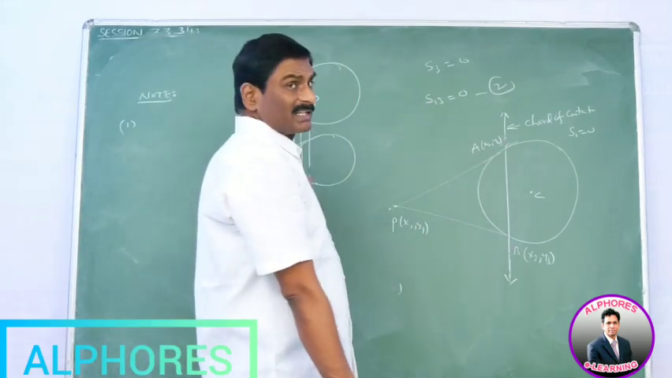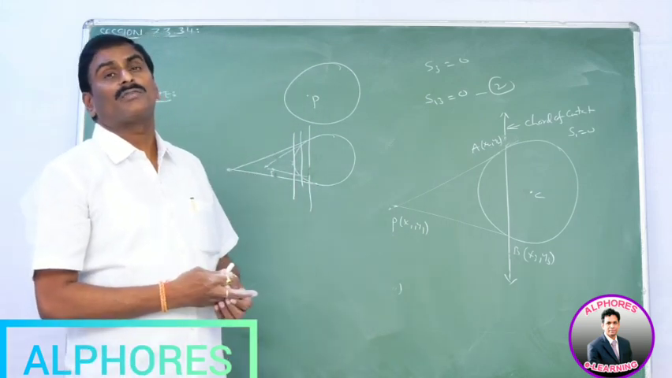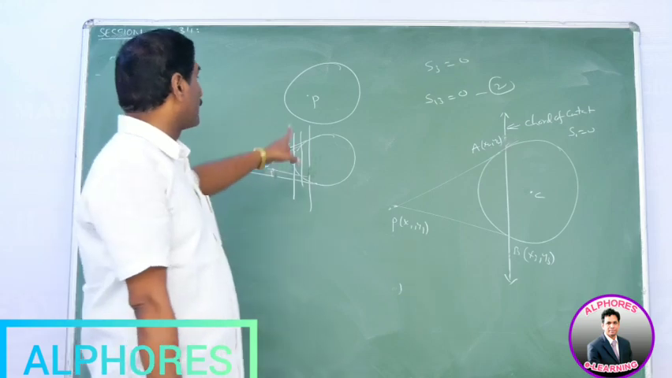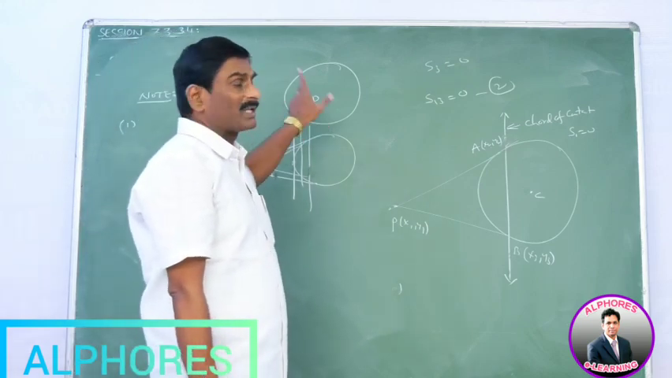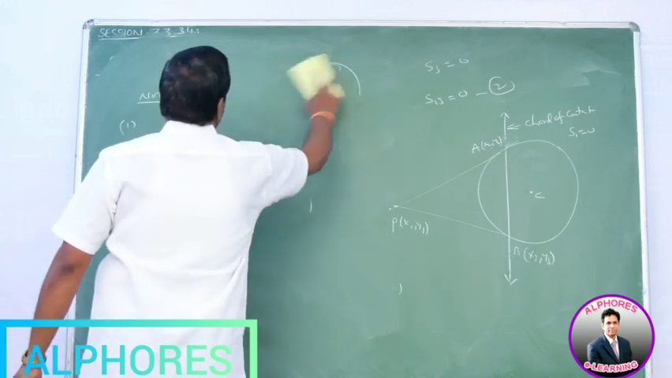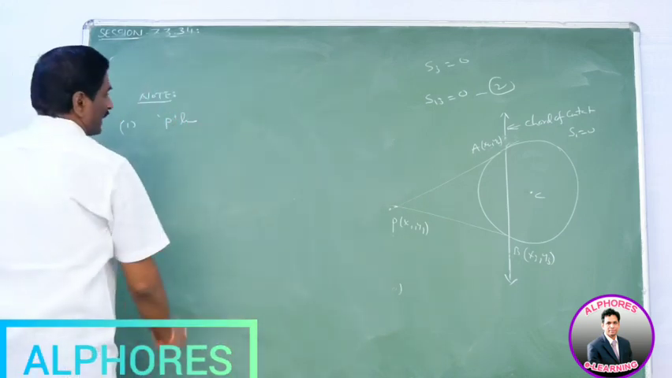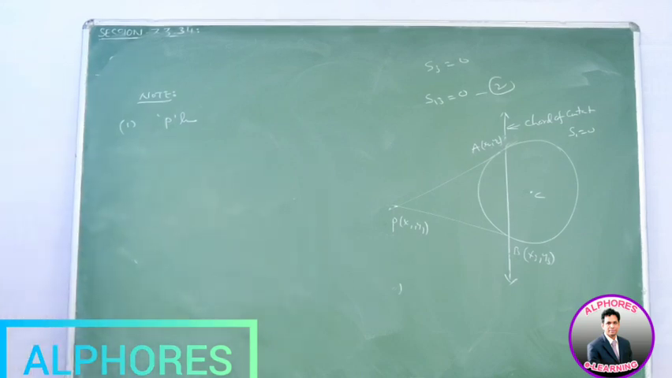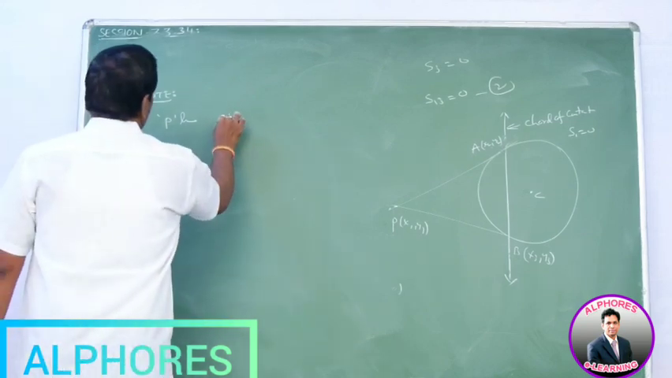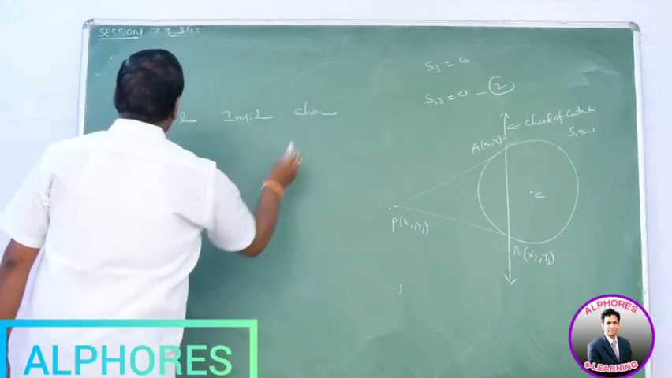Here tangent does not exist. That means point of contact does not exist. So chord of contact does not exist if point P lies inside of the circle. Please note this point: if P lies inside of the circle, then chord of contact does not exist.